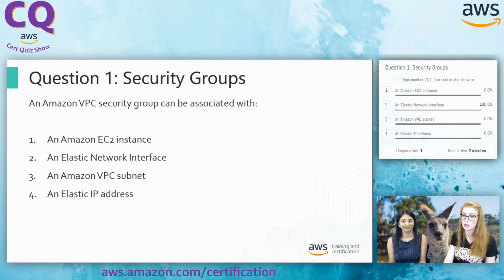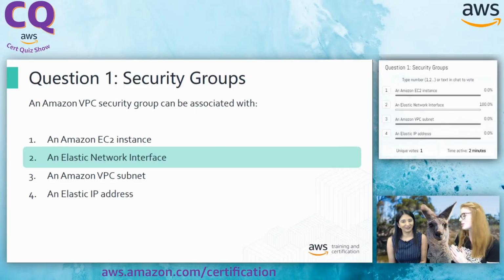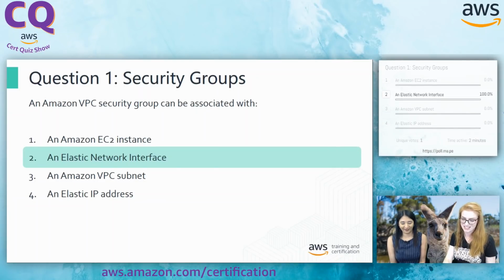Ash is going for number 2. We have 100% gone for 2 on the poll. Perfect. So everyone agrees with you, Ash. Cool. 2 it is. Perfect.